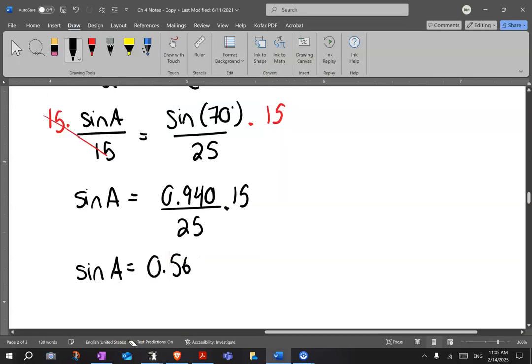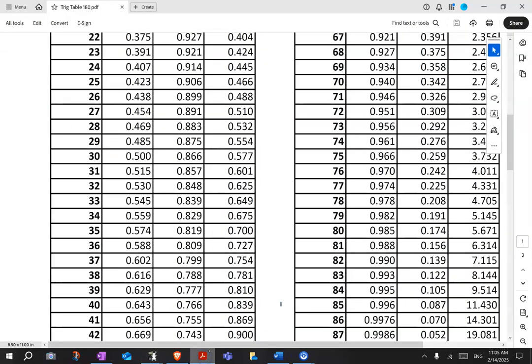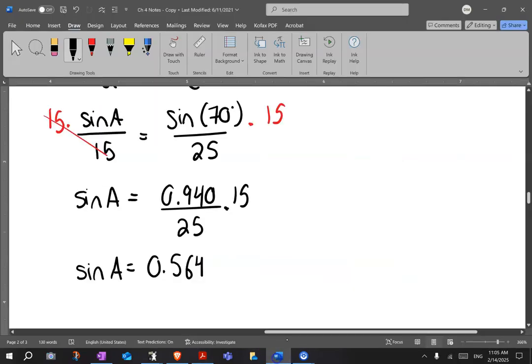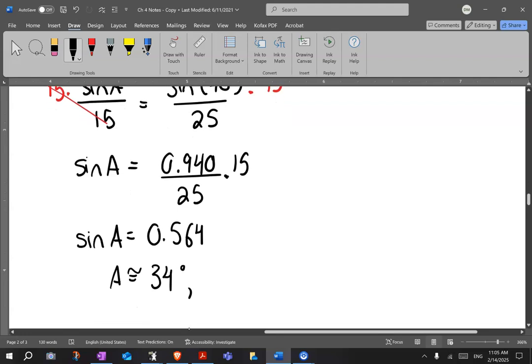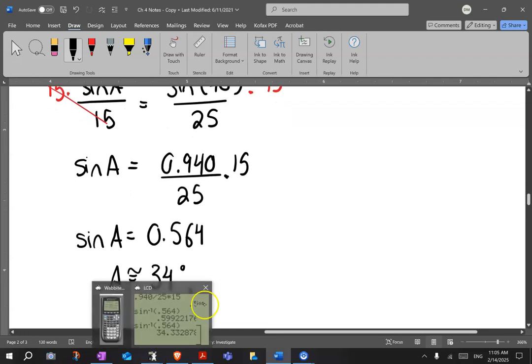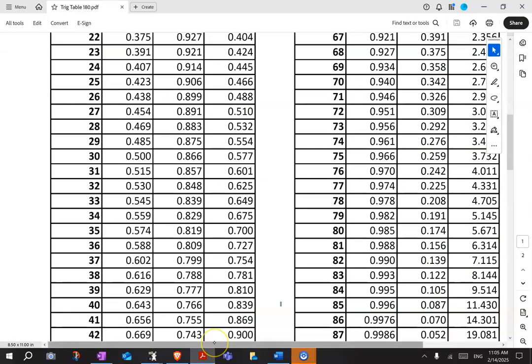But another way to do that is just to look at 0.564 for sine. The calculator only spit out one answer, but we're looking for 0.564. I'm looking right here between 34 and 35. It's closer, 64 is 5 away versus 10 away, so it's more closer to the 34. So I'm just going to write A is approximately 34 degrees. Remember, we did the calculator and got 34.3. But 0.564 is not the only option.